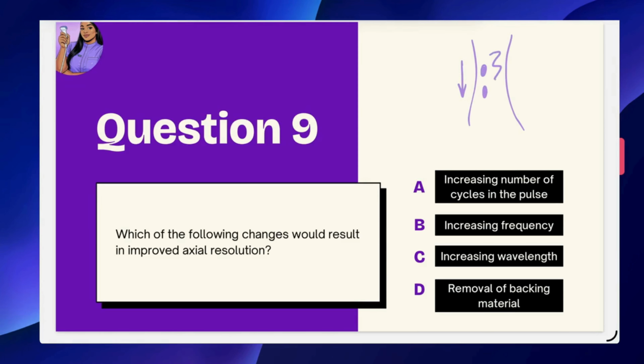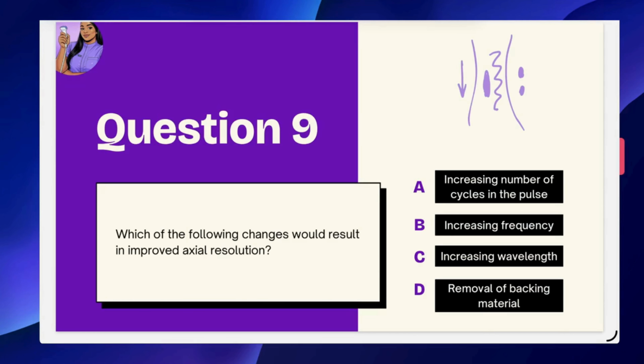But let's just say our pulse is too long. What's going to happen is basically everything looks jumbled up. It's not going to be able to actually separate those structures. The system is not going to be able to tell which echo came from which structure, so it's going to blend them together. That's not what we want. With axial resolution, we need them to be separate so we can see them correctly. So always remember that long pulses are not what we want. Once you remember that you need short pulses, that's what's going to help you choose the correct answer.